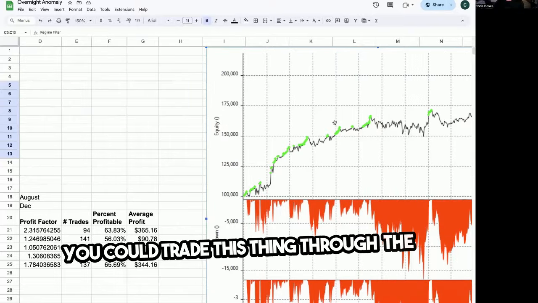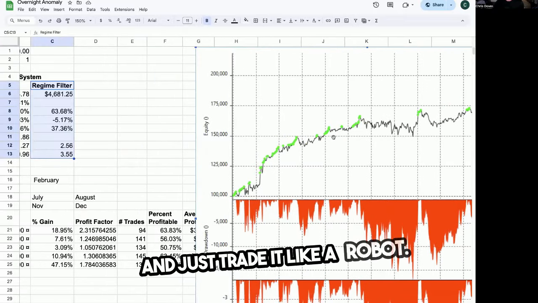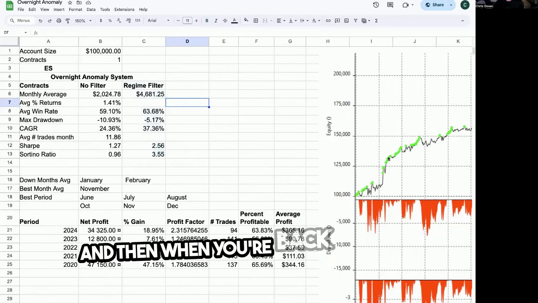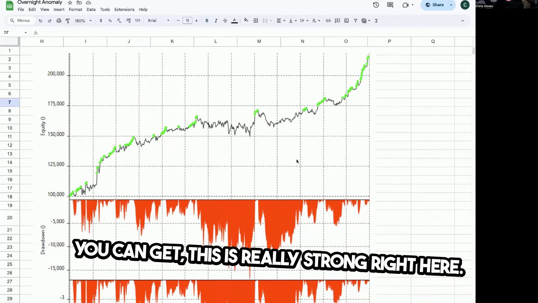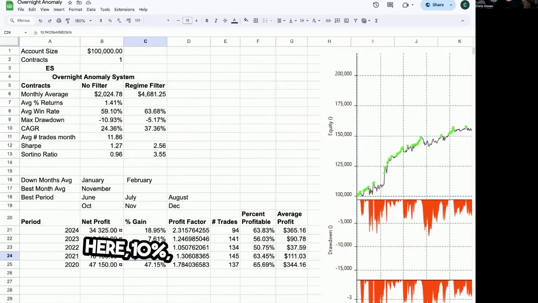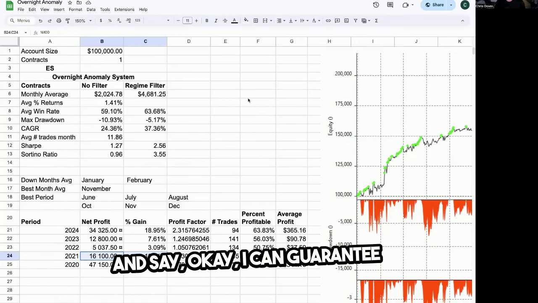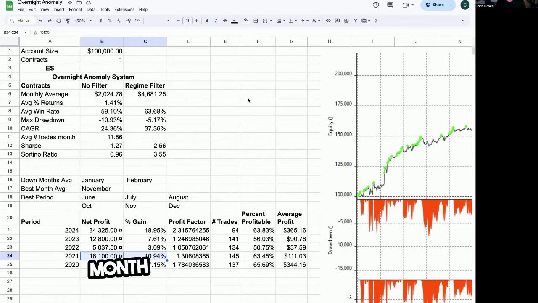You could trade this thing through the whole bear market and just put your size really, really small and trade it like a robot, or don't trade it. And then when you're back into the bullish regimes here, this is really strong right here. But when you're looking at the 2021 returns here, 10%. Because the volatility is so low in there, you can size your position up. So this is something that you can do and say, okay, I can guarantee that on average, I'm going to make about $4,600 per month during this bullish market regime.